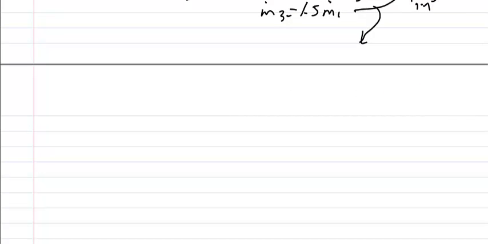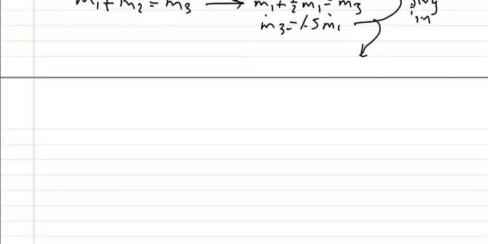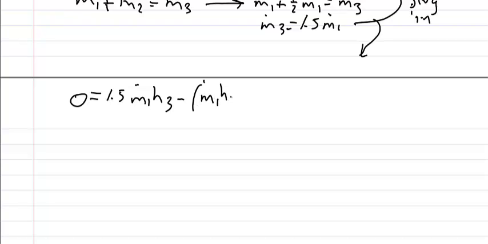So our first law becomes the following. So we have 0 equals, now instead of m dot 3, we have 1.5 times m dot 1. So 1.5 m dot 1 h3, and then minus m dot 1 h1, and then plus 1/2 m dot 1 h2. Now if we divide out the m dot 1, those terms go away.